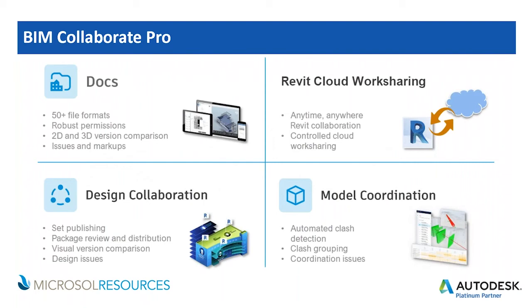Now, as the design portion of the Autodesk Construction Cloud, there is BIM Collaborate Pro. Anybody familiar with BIM 360 Design will recognize the docs, Revit cloud worksharing, design collaboration. All of this was available in BIM 360 Design. This is also available with BIM Collaborate Pro on the Autodesk Construction Cloud, but with the addition of model coordination, which allows for automated clash detection, clash grouping, and coordination between project team members regarding those clashes. So anyone familiar with BIM 360 Coordinate will kind of understand the functionality there, but again, this is all the new product that is available on the Autodesk Construction Cloud.